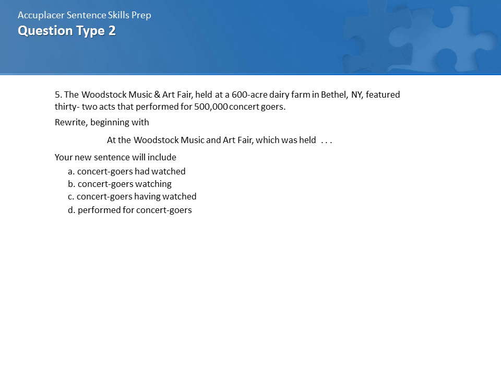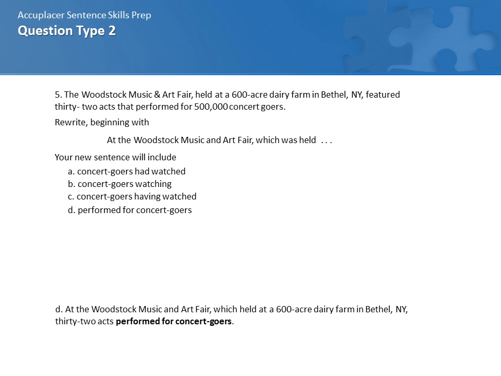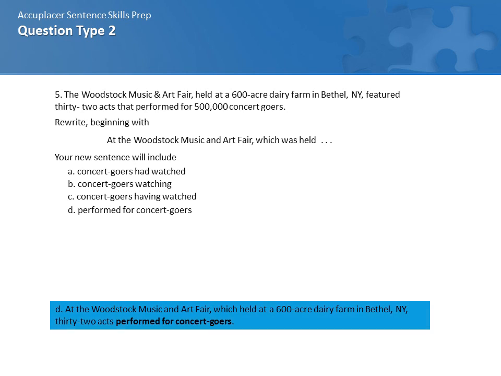And it looks like the best option here would be D, performed for concert-goers. At the Woodstock Music and Art Fair, which was held at a 600-acre dairy farm in Bethel, New York, 32 acts performed for concert-goers. So that sentence would preserve the meaning of the original and is worded most smoothly.